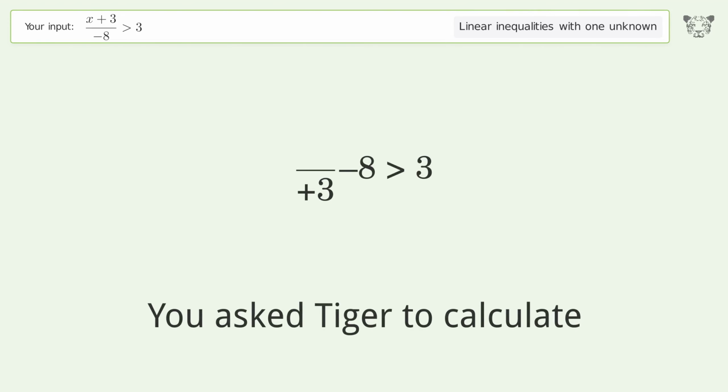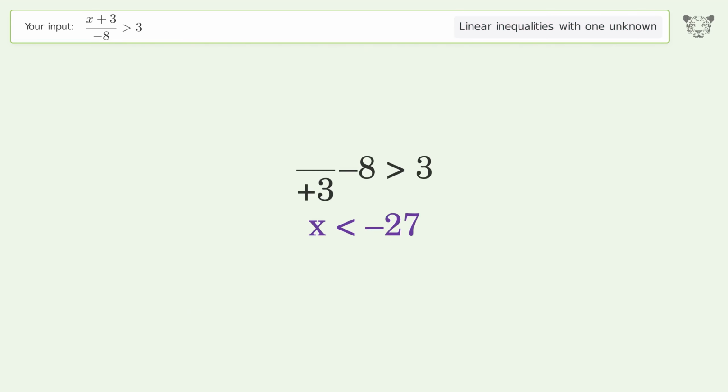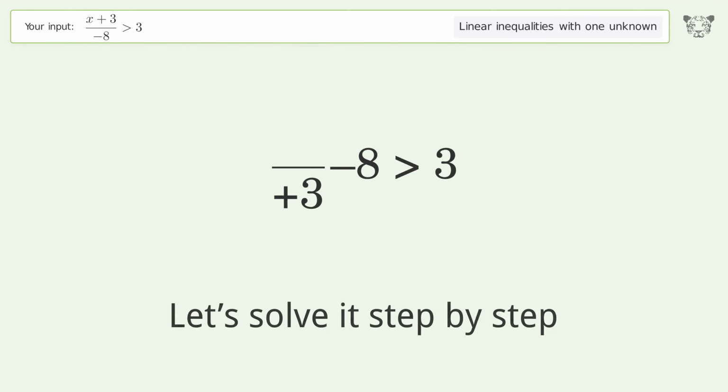You ask Tiger to calculate. This deals with linear inequalities with one unknown. The final result is x smaller than -27. Let's solve it step by step.